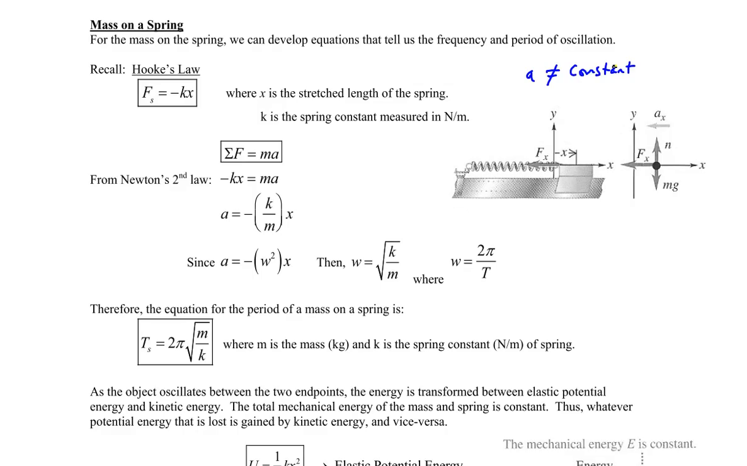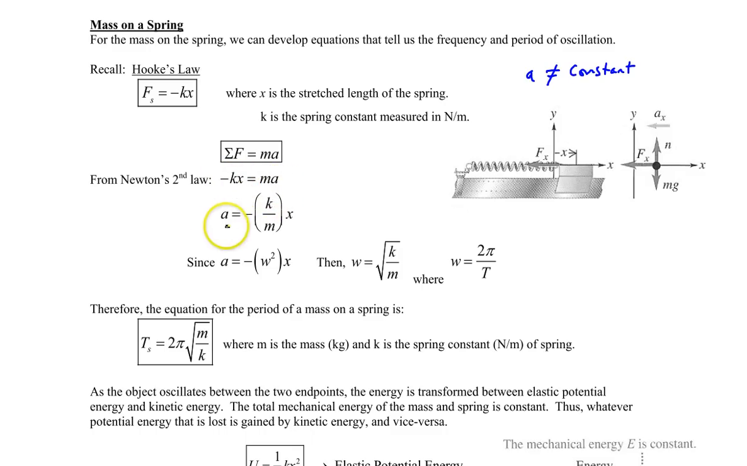So let's go through how we figure out how long it would take to find one complete cycle. So you can't use kinematics. You have to come up with another method. So remember Newton's second law, sum of F equals ma. So as the object oscillates, the net force acting on it is due to the spring force. So we're going to replace the net force with negative kx. So negative kx equals ma.